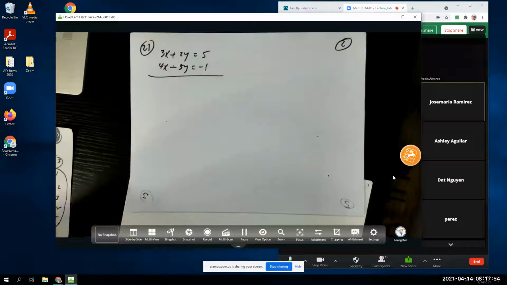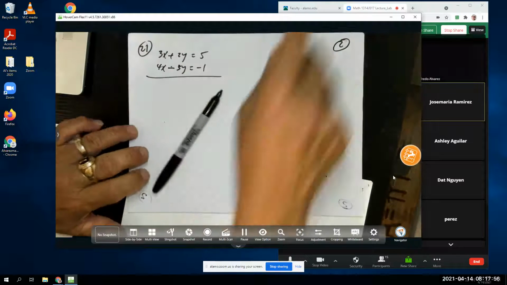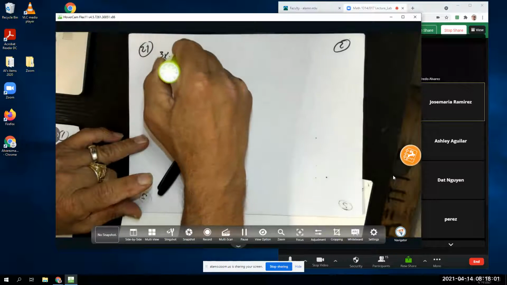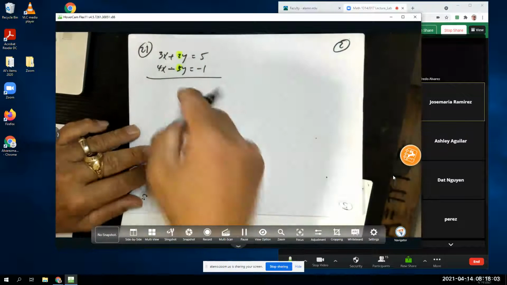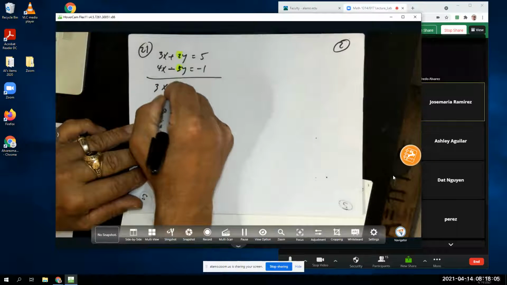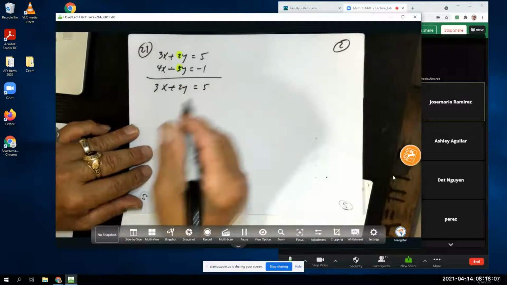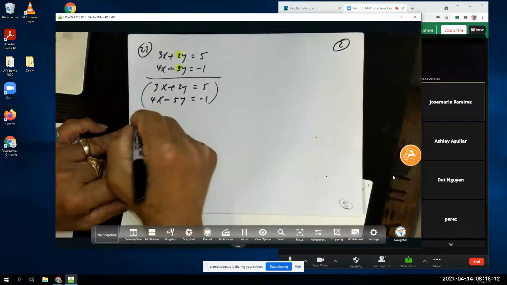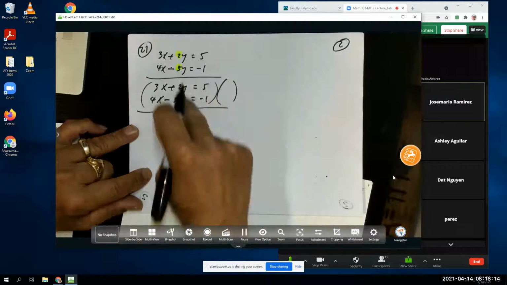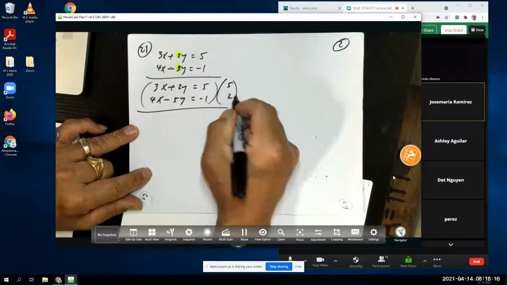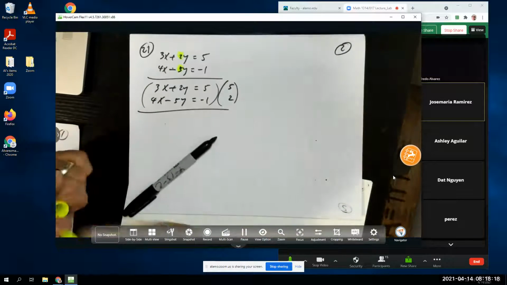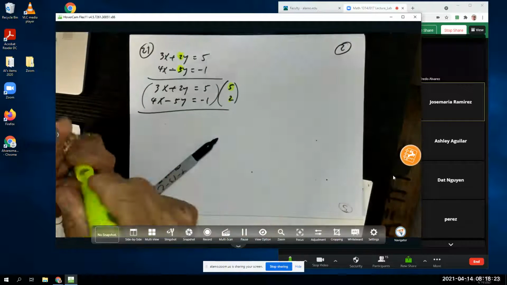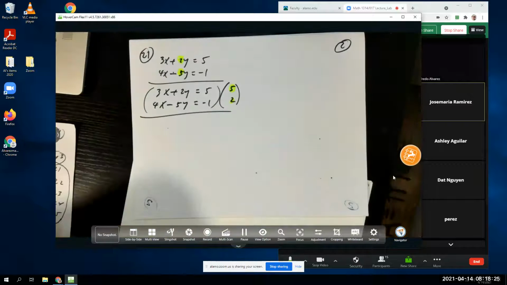Okay, so now I look at the last numbers. I look at this number, and look at this number. Those numbers, I'm going to use them down here. 3x plus 2y equals 5, 4x minus 5y equals -1. So multiply by these two numbers right here, the 5 and the 2. I just flip the numbers around. Whatever's there, I just put it there. Now multiply straight across.